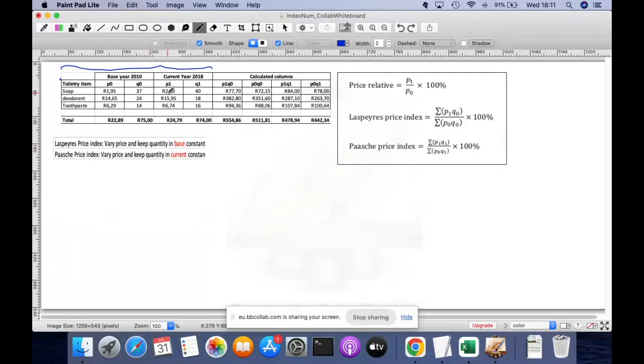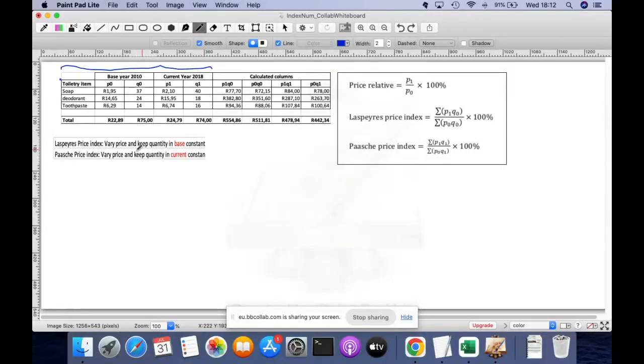So you have the prices in the current year for soap, and you have the quantity for toiletry items in the current year, which is 2018. I know this is a bit of an old example, but the principle still applies. So we're talking about 2018.